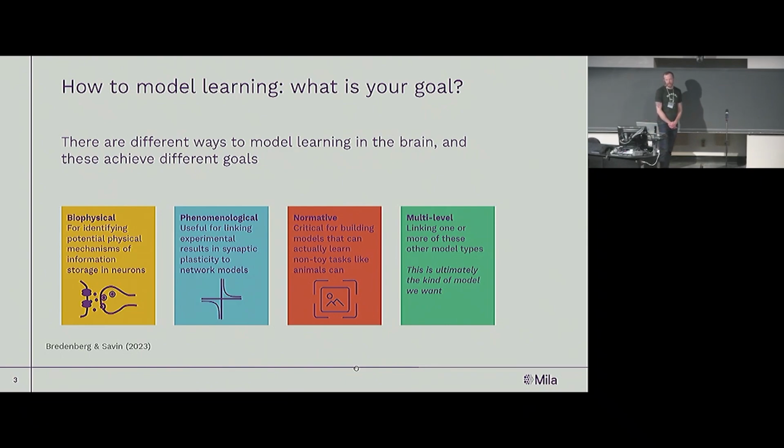Now, of course, it should be said that the ultimate ideal is a multi-level model that links one or more of these other model types. And so our goal in computational neuroscience is ultimately to try to move more and more towards models that can stretch across these different levels. And so what I'm going to tell you about today is a learning algorithm that we've been studying in my lab, which I think does a better job of stretching across these models than the current standard learning algorithm used for training artificial neural networks in computational neuroscience, which is gradient descent.